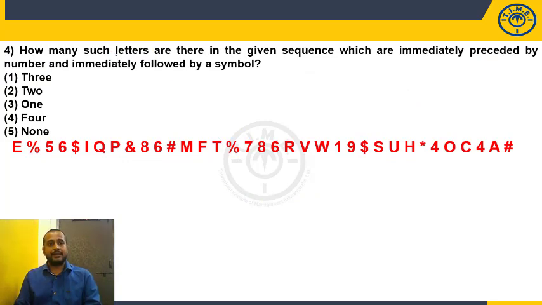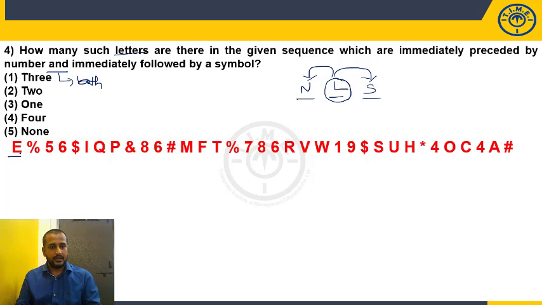How many such letters? So now we will be focusing on letters in the given sequence which are immediately preceded by a number. Immediately preceded by means previous. So number. And means it has to satisfy both the conditions. Immediately followed by a symbol. Followed by is nothing but next. So number, letter, symbol required. But we will be focusing on letter. So just focus on the letters.